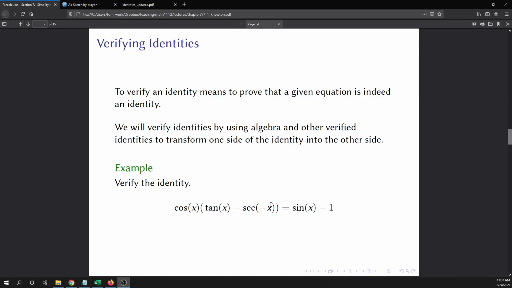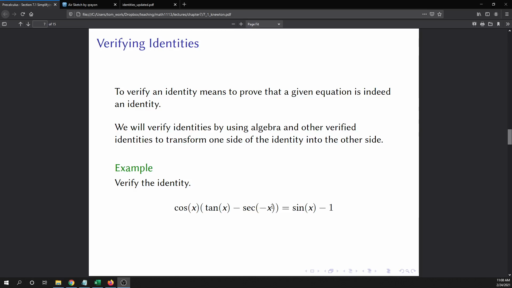So remember, not every equation is an identity, right? There's some that only have a couple of solutions or maybe no solution. So basically, an identity is an equation for which every number is a solution, as long as the expressions in the equation are defined at that value of x. All right, so somebody says, hey, this is an identity. So basically, this is a true statement, right? And so what it means to verify an identity is to prove that it is an identity.